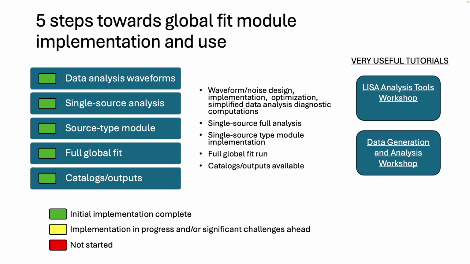Yellow means that an implementation is either in its initial progress state, or I forecast or believe there will be significant challenges ahead in terms of implementation issues, adding more realism, different things like that. I will categorize those as yellow. And red means that as far as I know, there hasn't been any work started on these yet, or at least any published work.